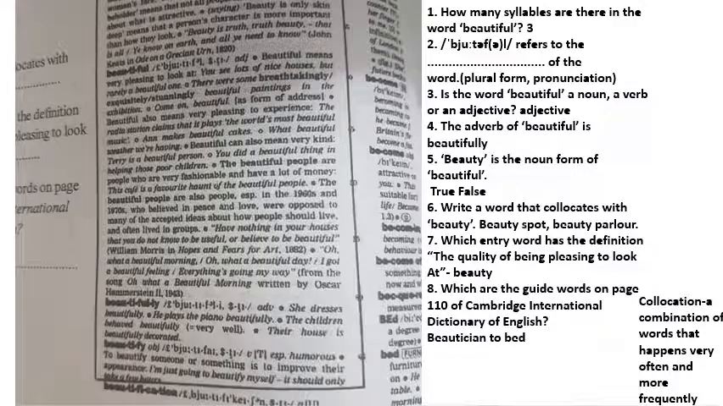An adverb is a word that describes a verb. She dresses beautifully. He plays the piano beautifully. So beautifully is an adverb. Next word is beautify, which is also a verb. Beautify is a verb. Then the next word is beautification, which is a noun.